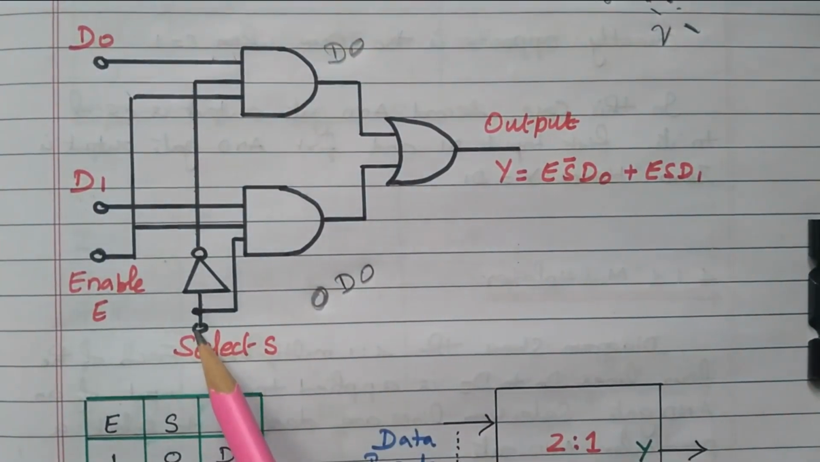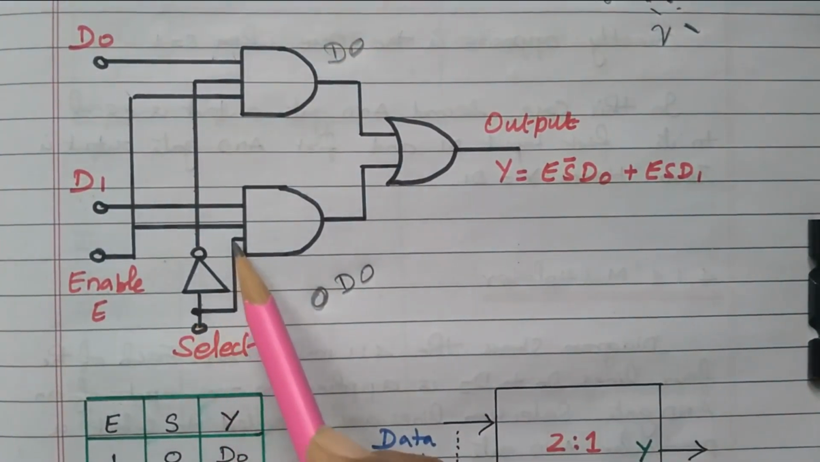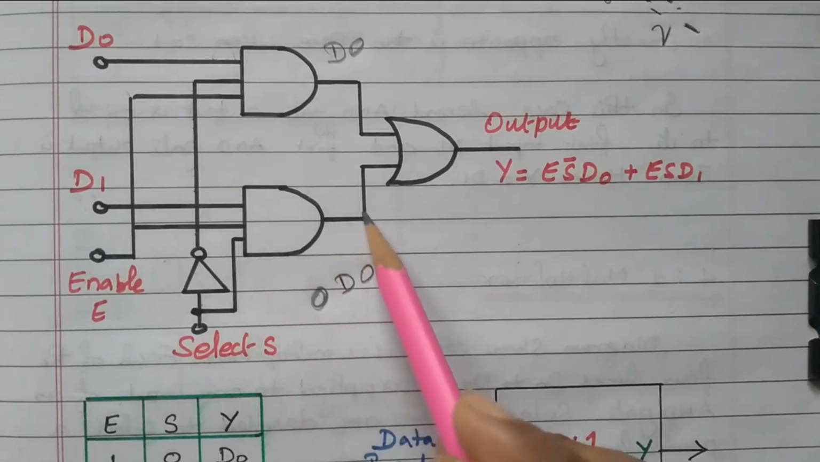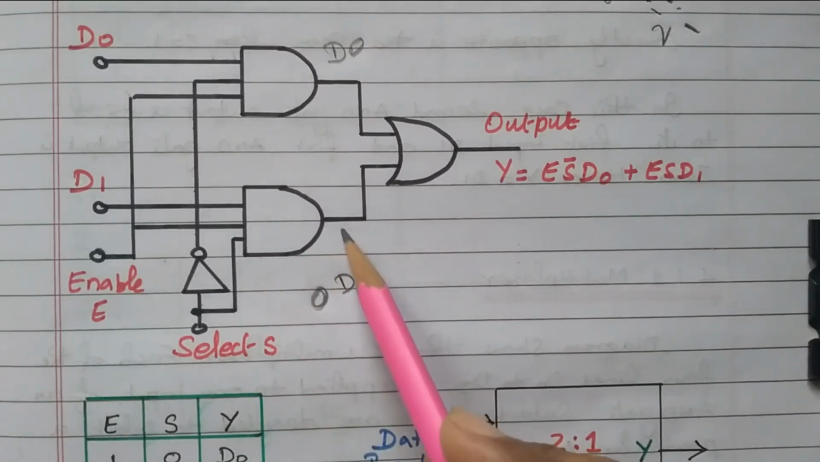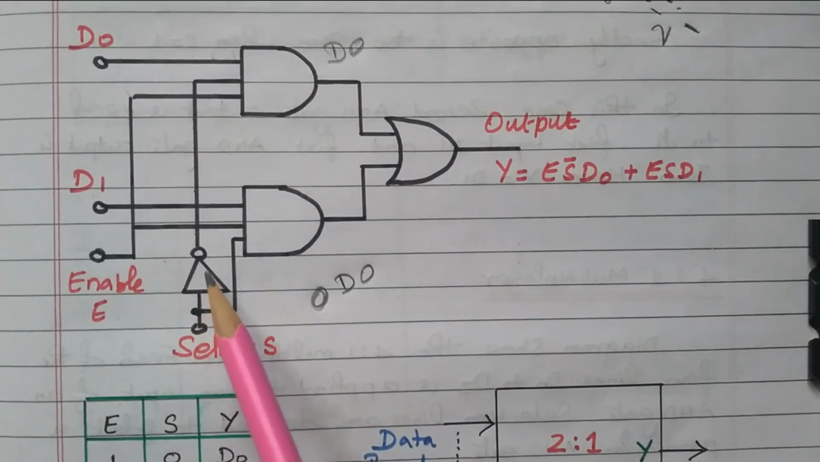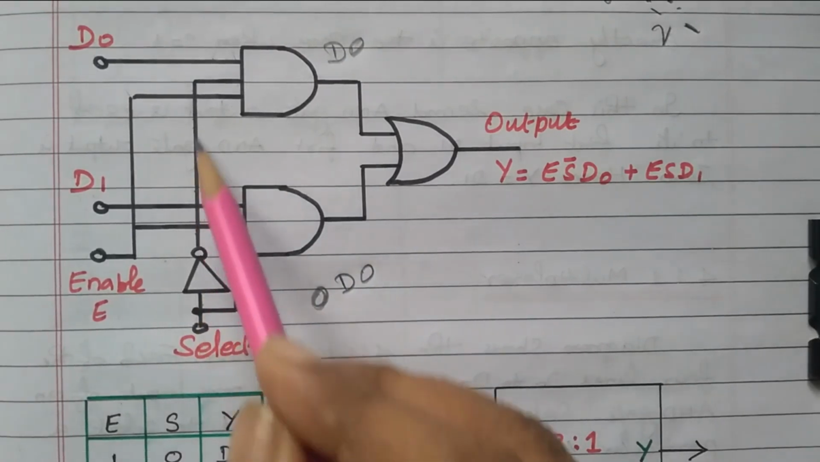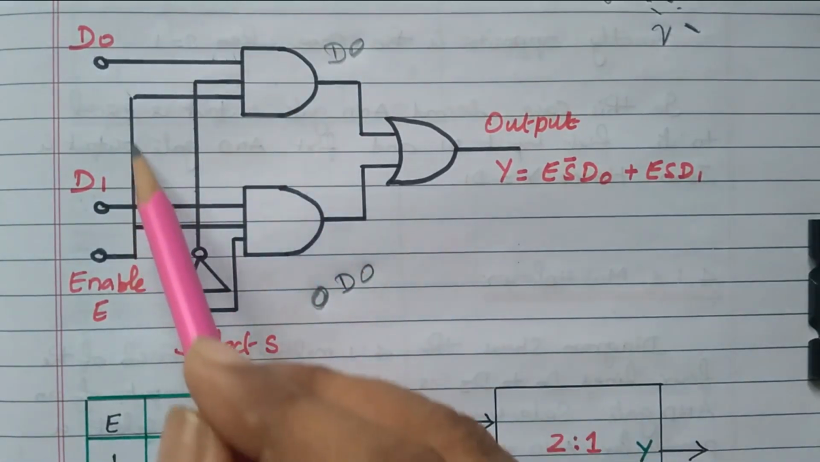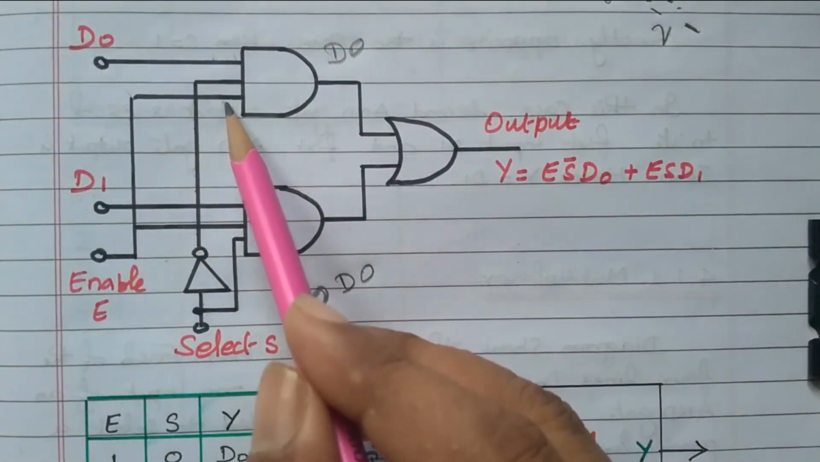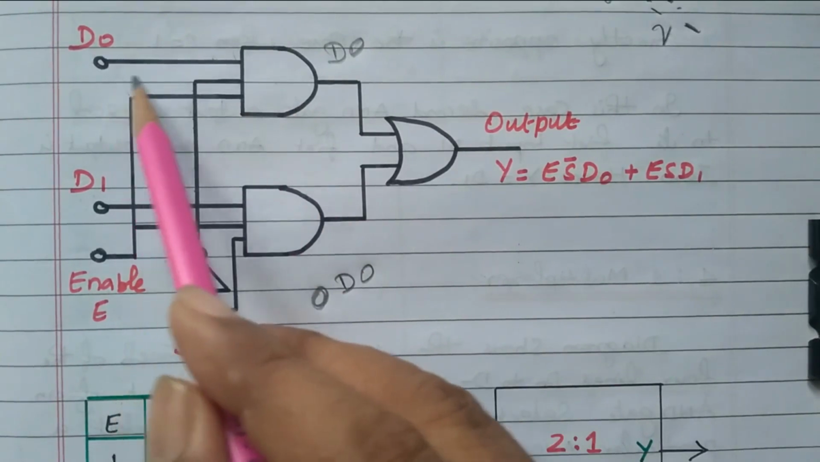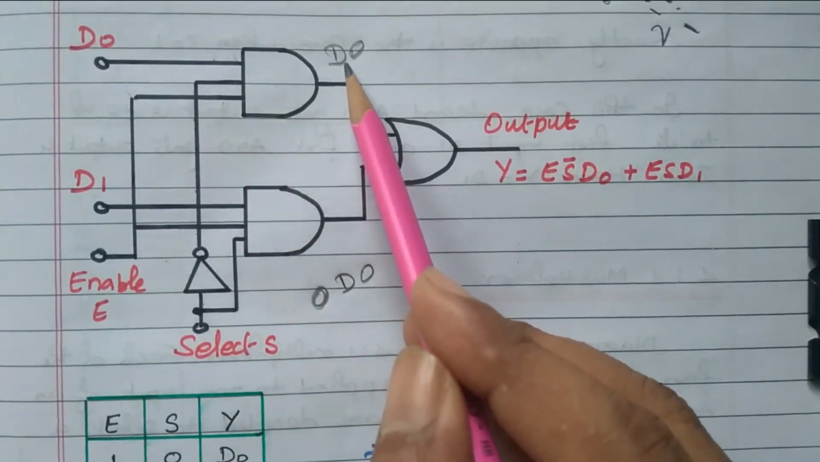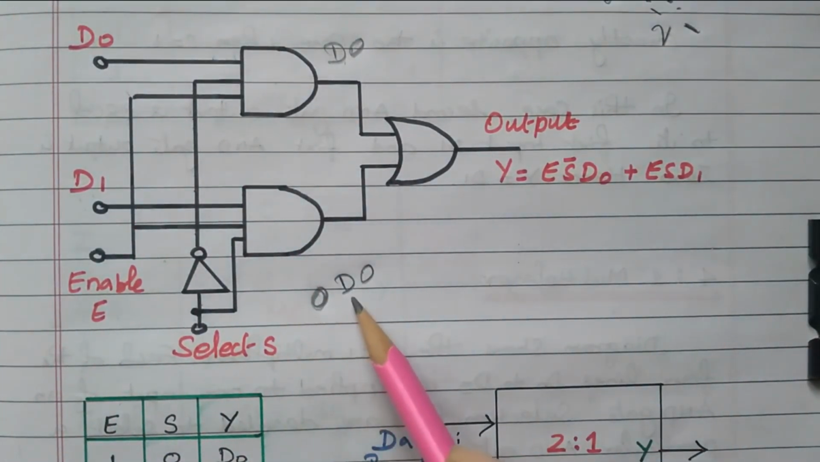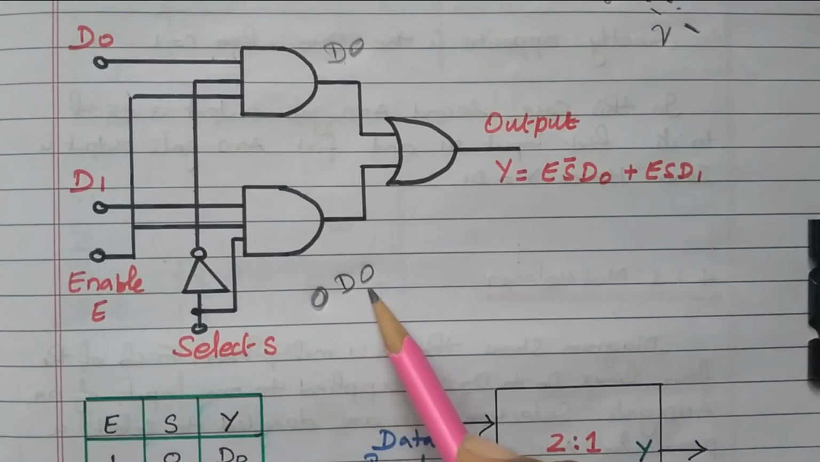So the selection line is 0, which means the 0 is directly given to the second AND gate, so it will not produce any output, it is 0. The same 0 is inverted by the NOT gate, so 1 is applied to the first AND gate, and enable is already 1, right? Both are 1, so D0 will be available at the output. So the selection line is 0 means we got the output as D0.